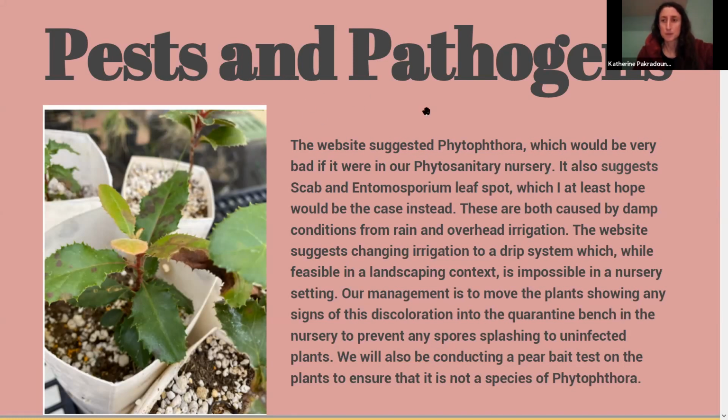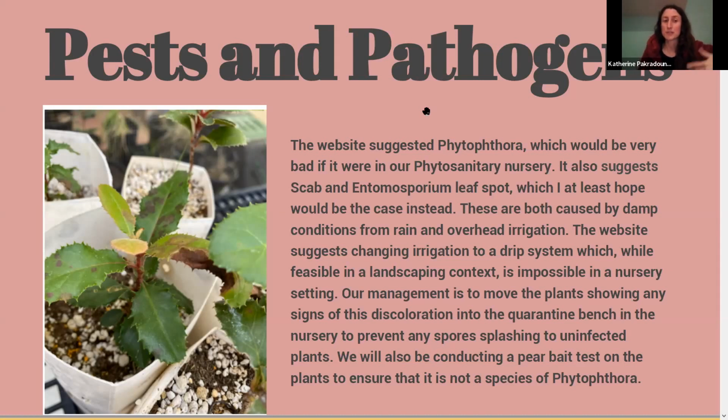However, this nursery happens to be the second out of 2 nurseries in Southern California being certified as phytosanitary nurseries, meaning that they go through very, very strict sanitation protocols to exclude Phytophthora specifically. So the likelihood is very, very slim that Phytophthora would be the reason for this discoloration of the leaves. But regardless, they're still going to test for that. But the other options are scab and entomosporium leaf spot. And both of those are caused by damp conditions from rain and overhead irrigation.